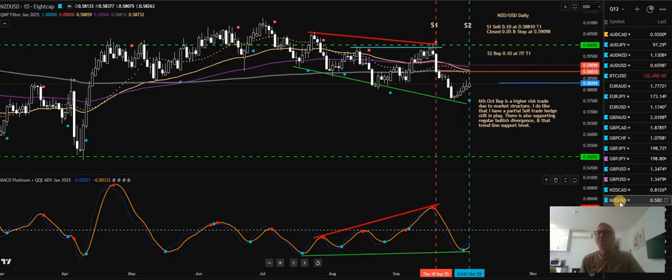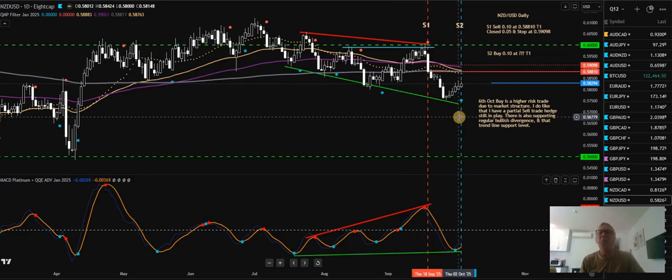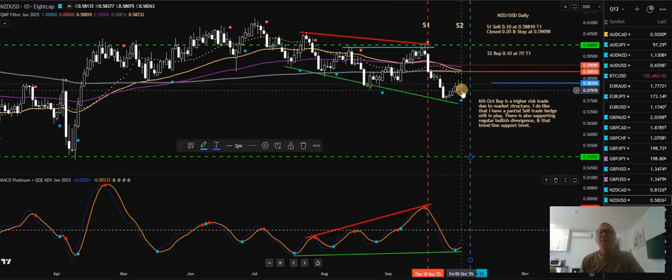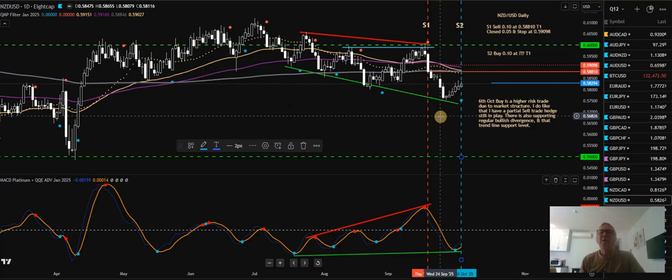New Zealand USD. Now this is my one and only for Monday. It's a new buy trade for Monday. So here's a buy trade. There's a blue QMP filter dot. MACD platinum's below the 0 level. I'm taking a buy on Monday. I don't know what the price is, obviously, so I can't put it in. That line's there ready to go.